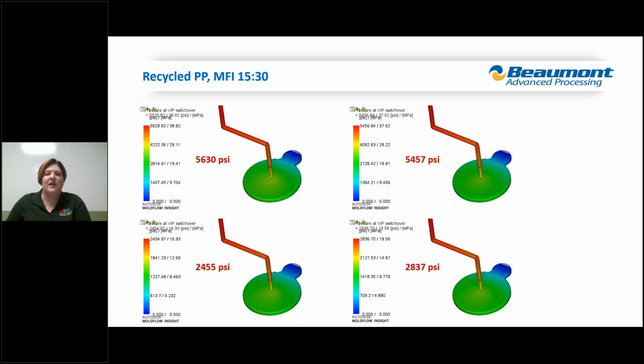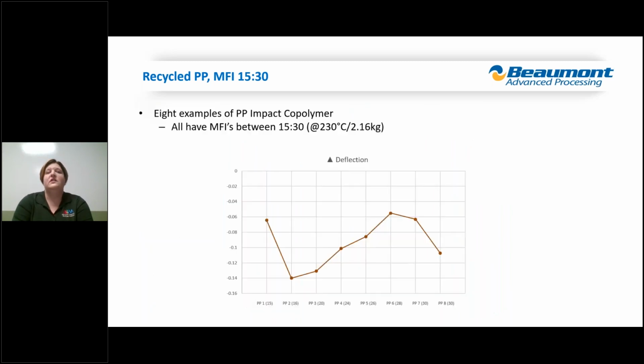And you'll see between them, we have nearly a 2 times pressure difference. And again, one cavity, simple geometry. Imagine if we applied this to a 48 cavity or 64 cavity with more interesting or more difficult geometry. So just the potential for variation.